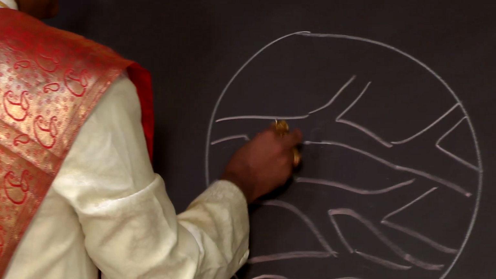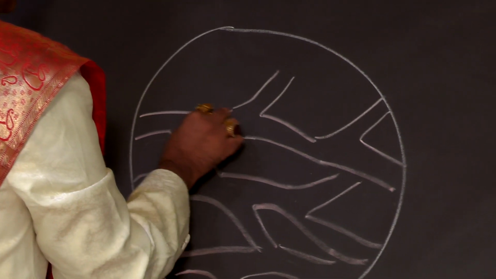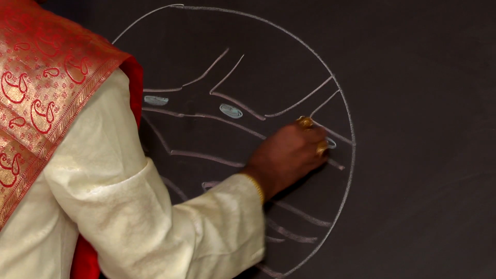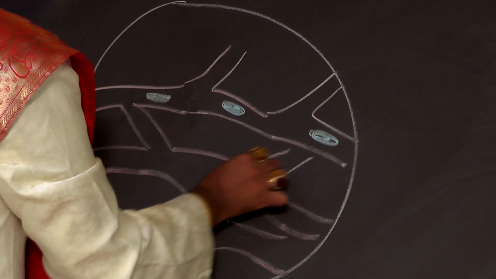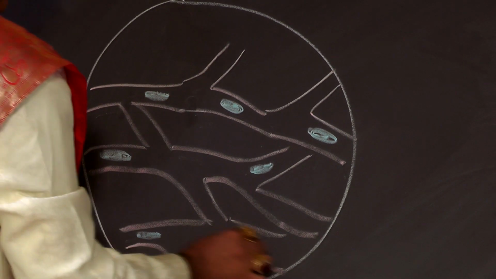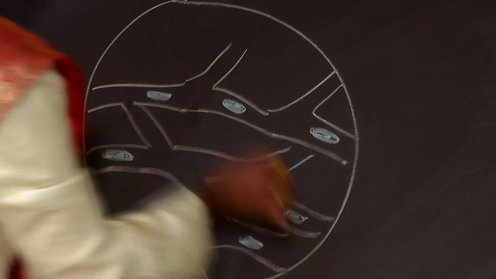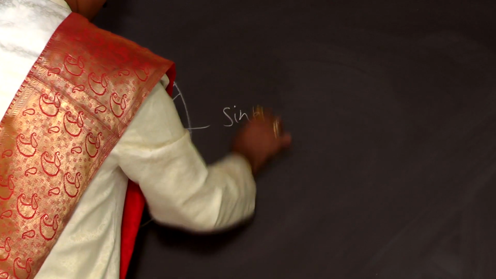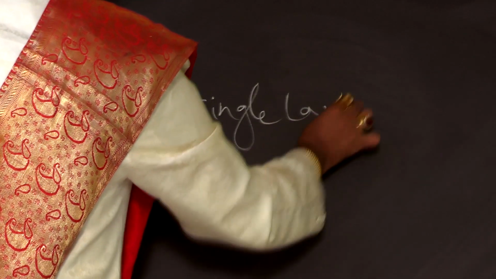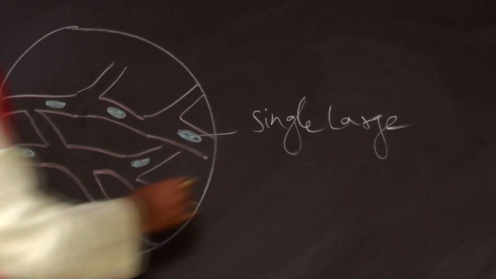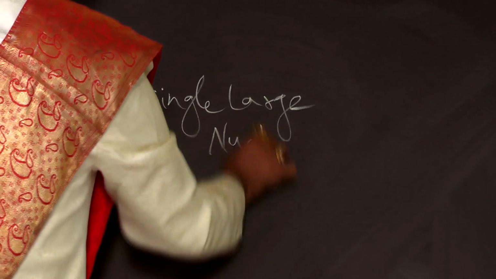Now you see here the cell has a single large centrally placed oval nucleus. That is the feature of smooth muscle. So a single large centrally placed nucleus is the feature of the smooth muscle.